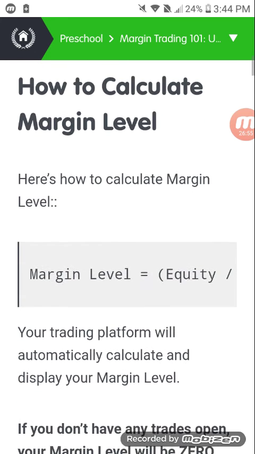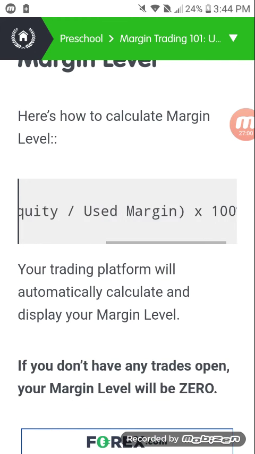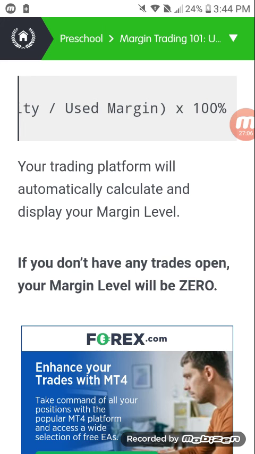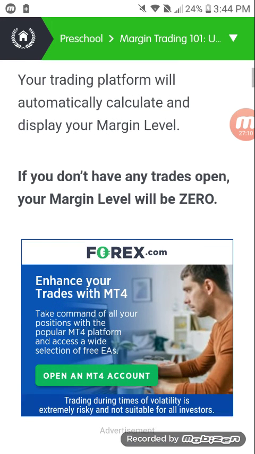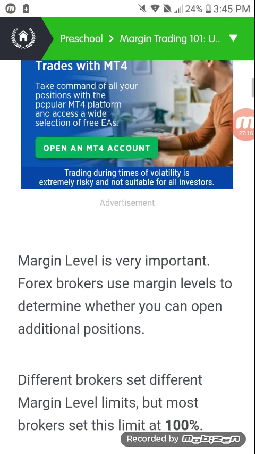How to calculate margin level: it's your equity divided by your used margin, times 100. Your trading platform will automatically calculate and display this margin level for you, but it's good to know it. If you don't have any trades open, your margin level will be 0. Margin level is very important.